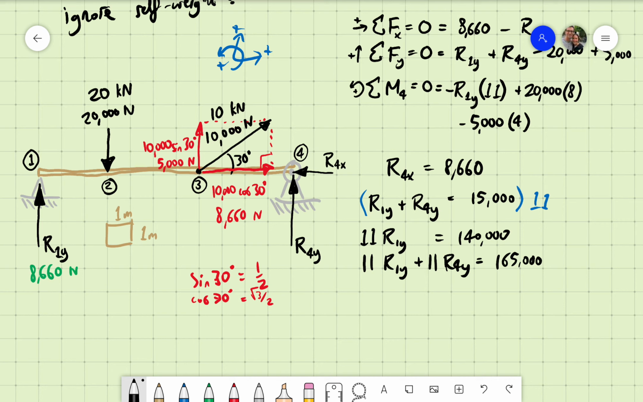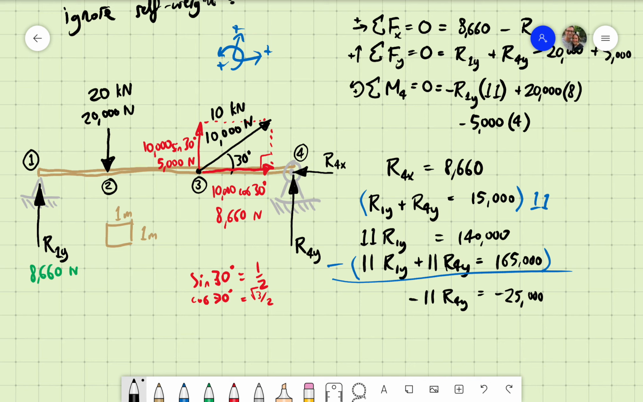All right, and then we are going to be subtracting those two equations from each other. It doesn't matter which one you subtract from the other, by the way, in case you're wondering. I'm going to do that equation minus this equation. So 11 R1y minus 11 R1y leaves us with a cancellation, which is why we times by 11. The 0 minus 11 R4y leaves us with negative 11 R4y. And 140,000 minus 165,000 leaves us with negative 25,000. Again, I'm wishing I had recorded this in kilonewtons from the outset.